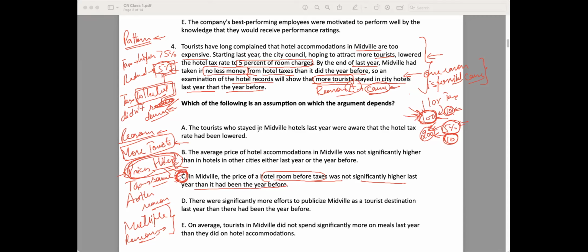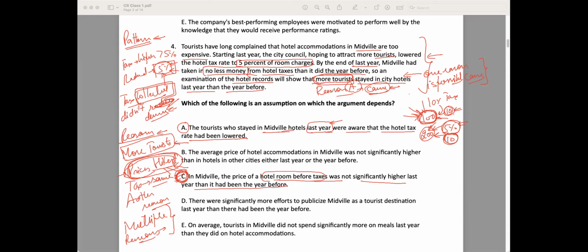Let's see other options. The tourists who stayed in Midville Hotel last year were aware that the hotel tax rate had been lowered. Okay. So who picked option A? This is also a trap option. Mansi, you picked option A. Yes. See, the conclusion is that more tourists stayed. But here we are talking about the same tourists who stayed last year. This doesn't tell me where the new tourists would come from.